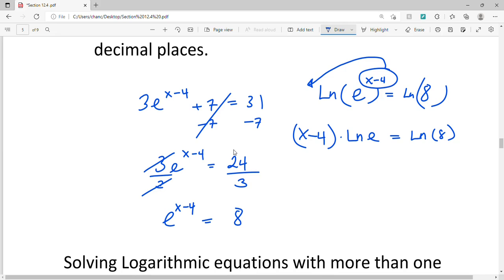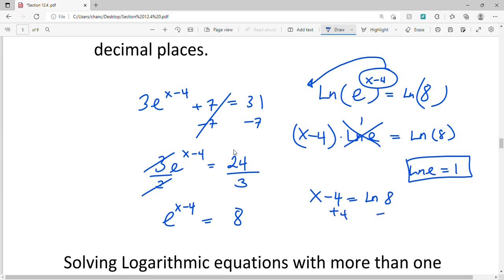The natural log of e is equal to 1. So I can actually ignore this part because we're just multiplying by 1. Again, the natural log of e is equal to 1. That's something we should remember, and that makes our life really easy, because this is now x minus 4 is equal to the natural log of 8. I can add 4 to both sides, and now here's our solution. x is equal to the natural log of 8 plus 4.